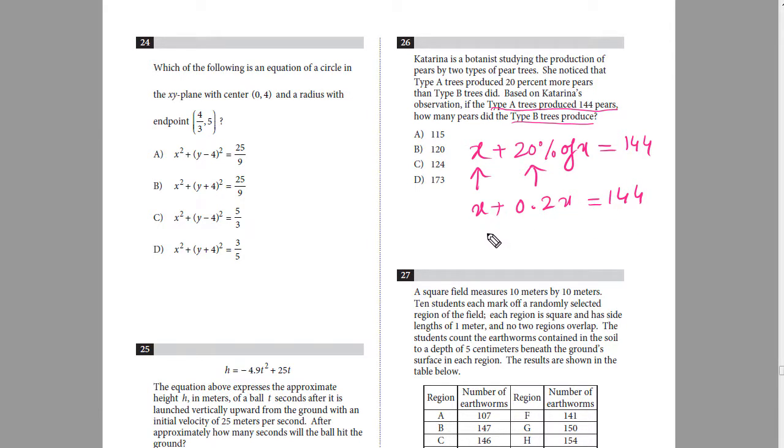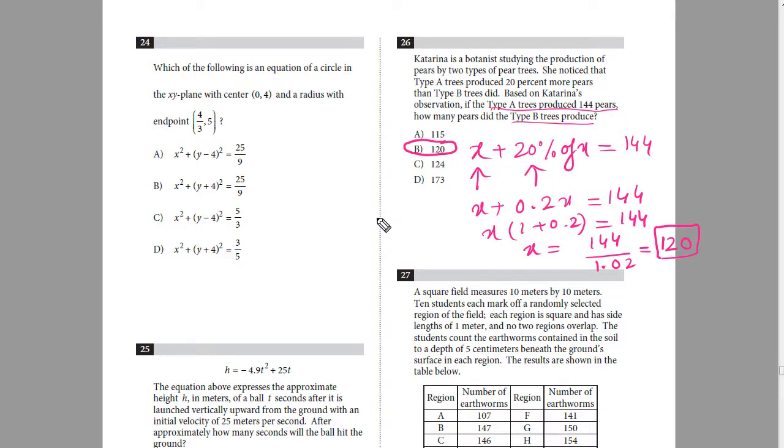Now I'll take x common from here, and it will become 1 plus 0.2 is equal to 144. Now x will be equal to 144 divided by, now 1 plus 0.2 is 1.02. So I'll divide 144 by 1.02. After solving through the calculator, I will get 120. So the pears that are being produced by type B trees are 120. So option B is the correct one.